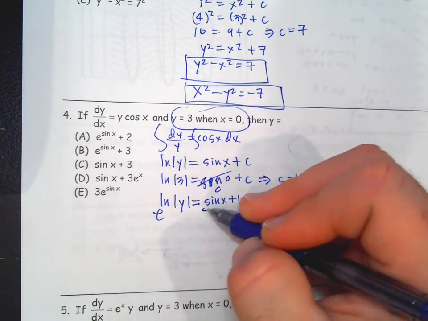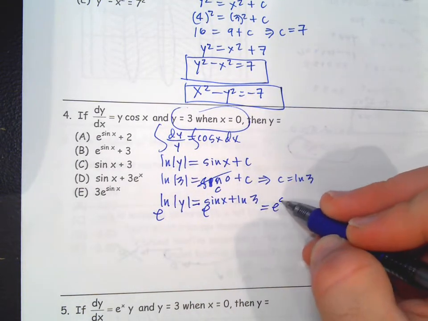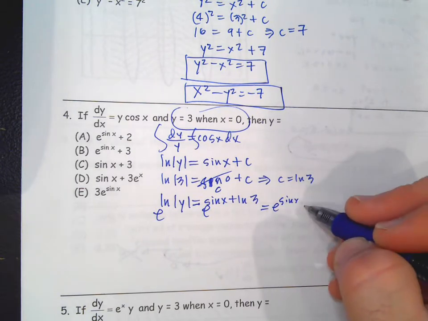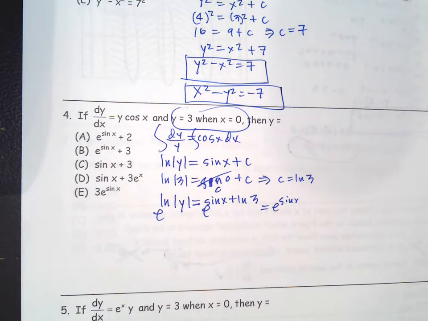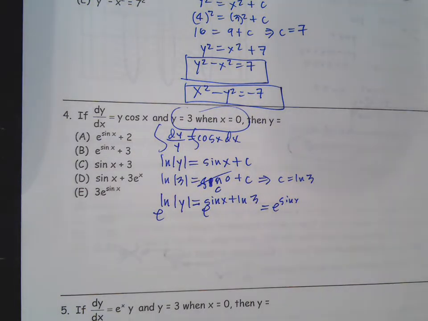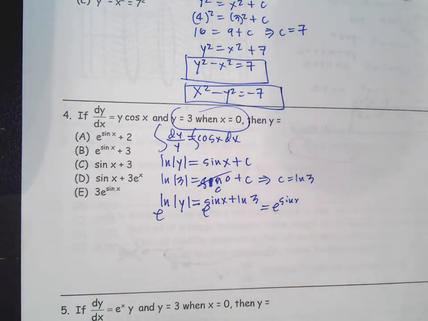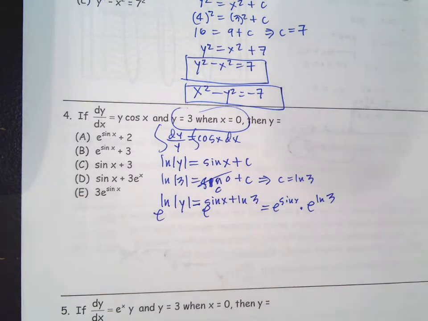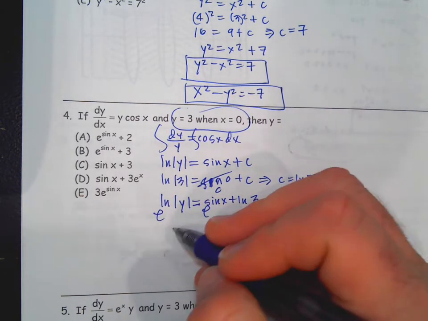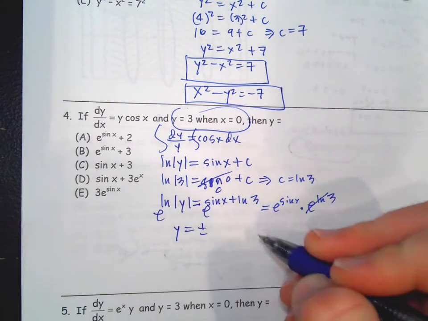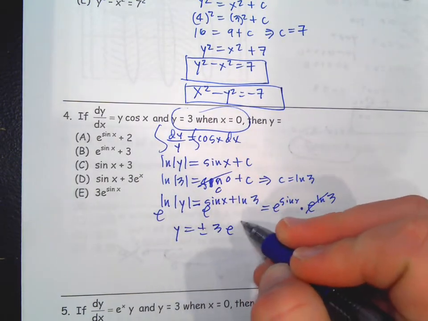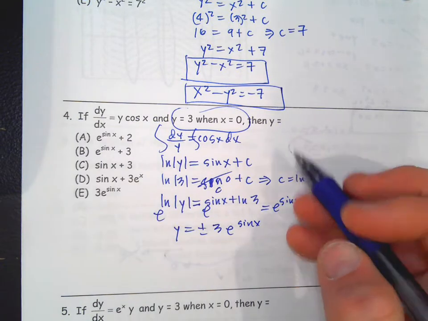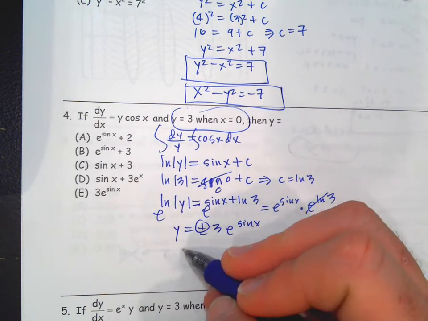We're going to exponentiate both sides, use rules of exponents to break this up. e to the natural log of 3, so that'll just give you 3. To get rid of the absolute values, you do plus or minus, and then we should pick the positive or negative. You plug in 0, you should get positive 3. So we're going to go with positive.